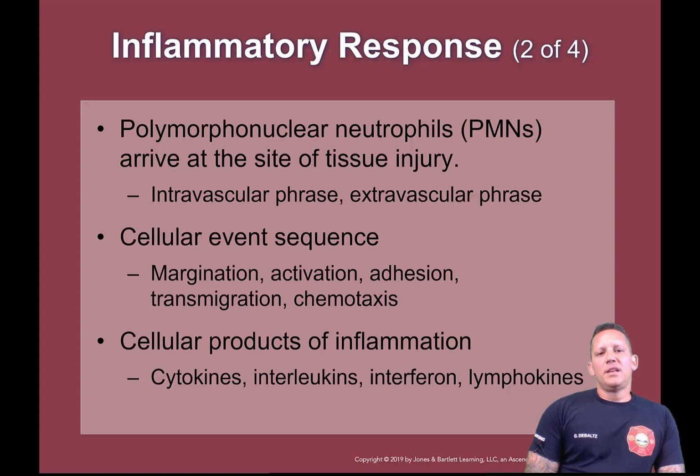The cellular event sequence: margination, activation, adhesion, transmigration, or chemotaxis. These are all covered in your book heavily. Make sure that you know most of this. And we have the cellular products of inflammation, which is cytokines, interleukins, interferon, and lymphokines.